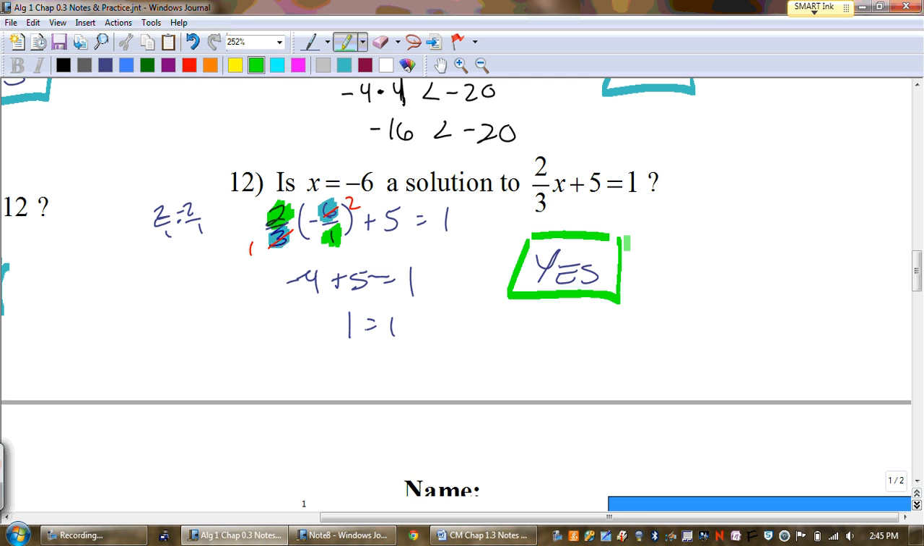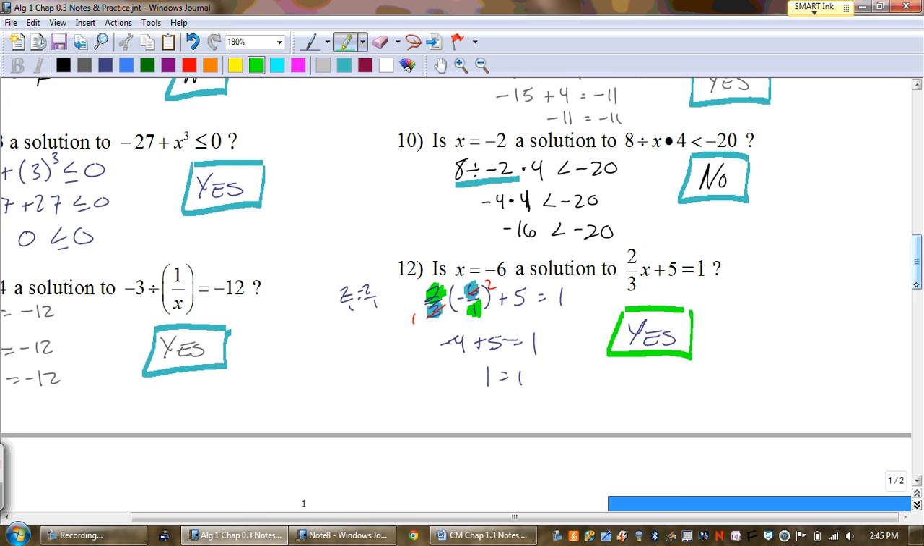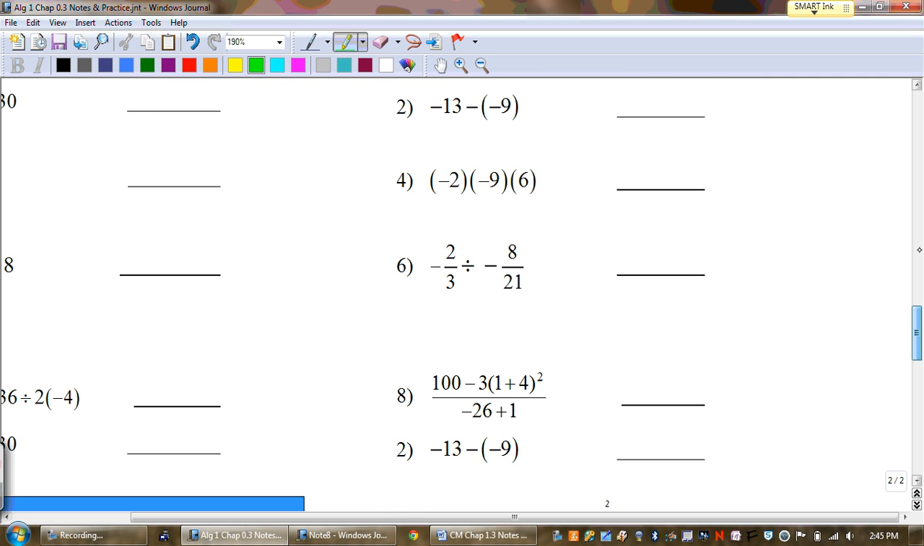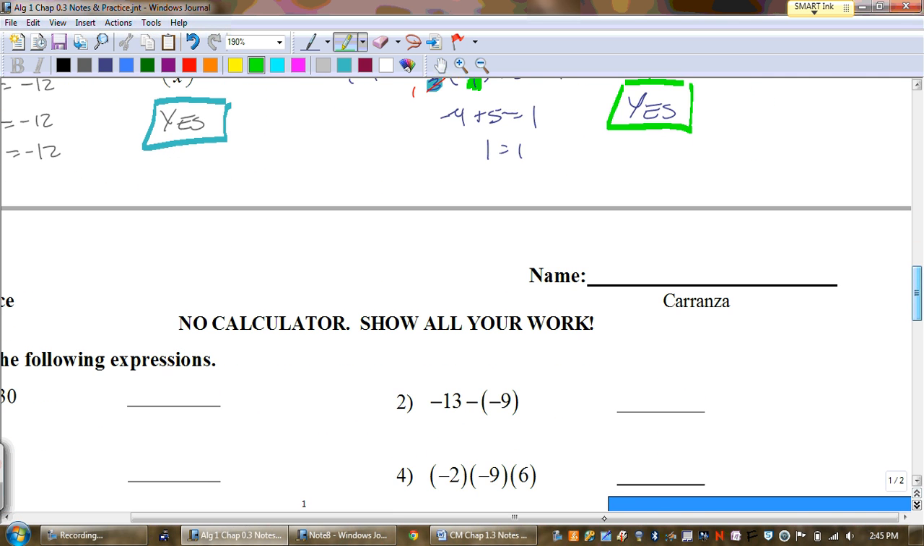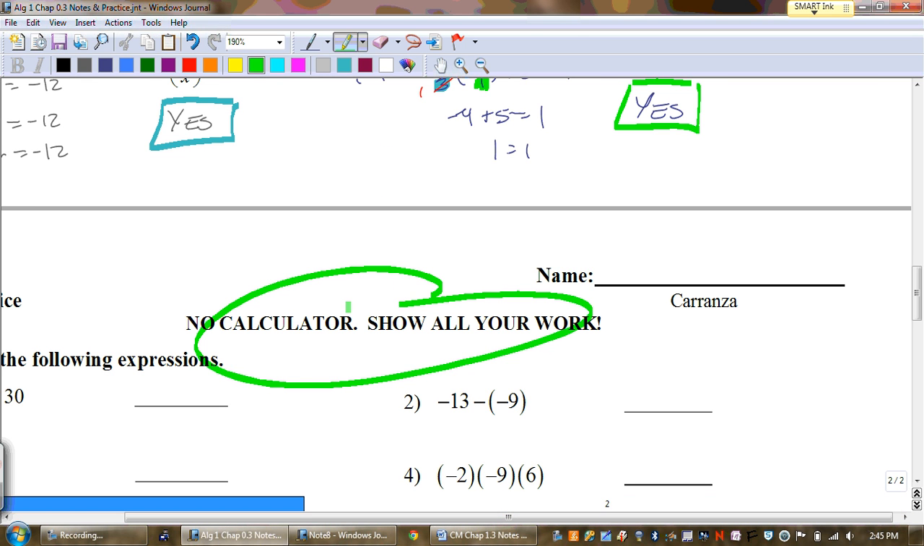So that's going to be it for Algebra 1, Chapter 0.3. Now, your homework is right there. Okay? Just remember, no calculators, and show all your work.